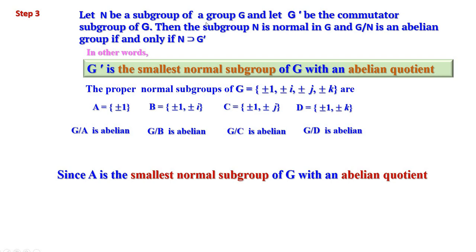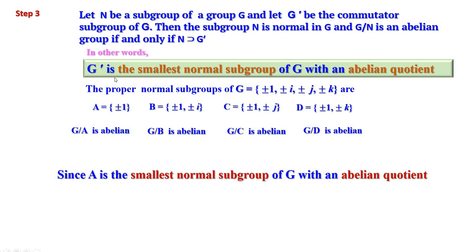Let N be a subgroup of a group G and let G prime be the commutator subgroup of G. Then this result says that the subgroup N is normal in G and G by N is an abelian group if and only if N contains the commutator subgroup. In other words, G prime is the smallest normal subgroup of G with an abelian quotient.